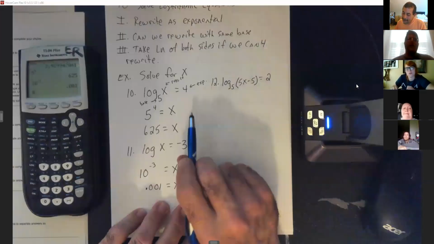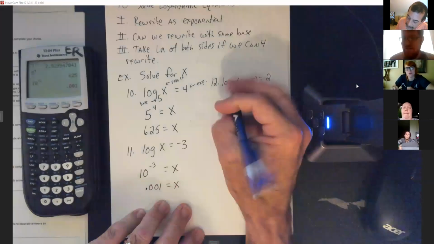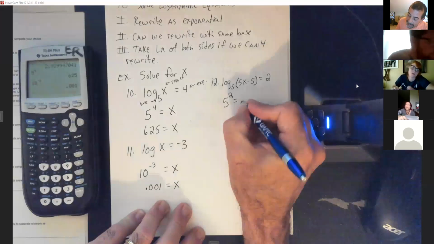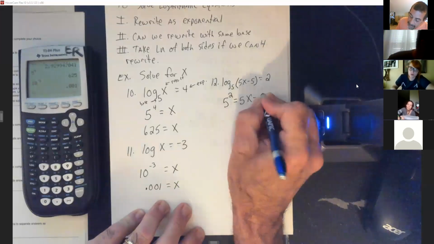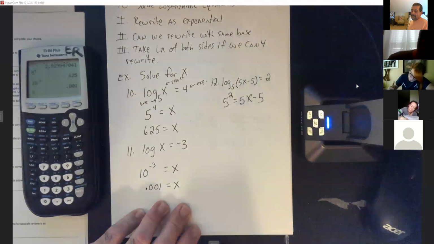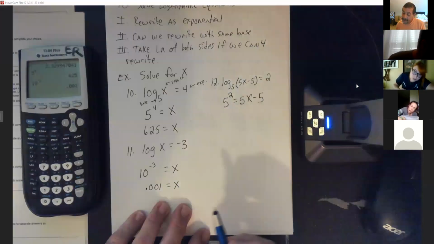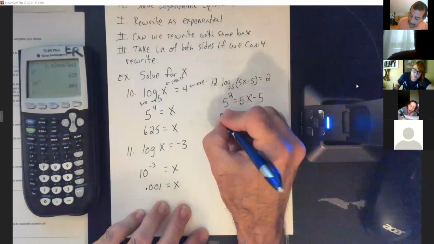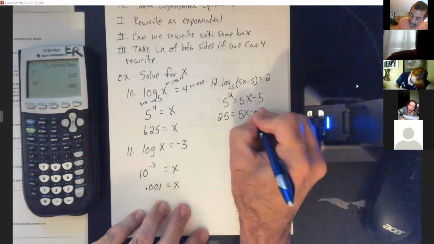All righty, y'all. So on this one, my base is the 5. So I'm going to take my 5. My exponent is the 2. And 5 to the second is going to equal 5x minus 5. Also, one we can actually solve. So I think the first thing we'll do is turn that 5 to the second power into a 25. Equals my 5x minus 5.